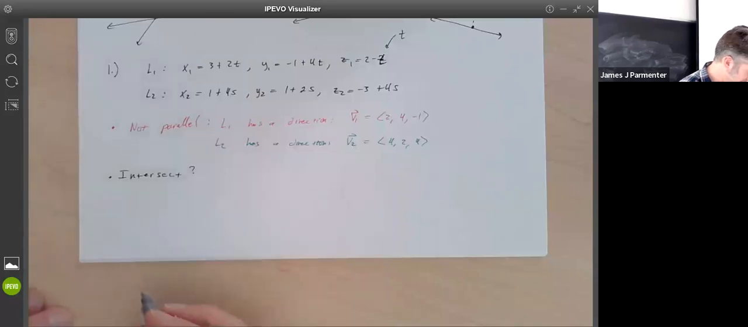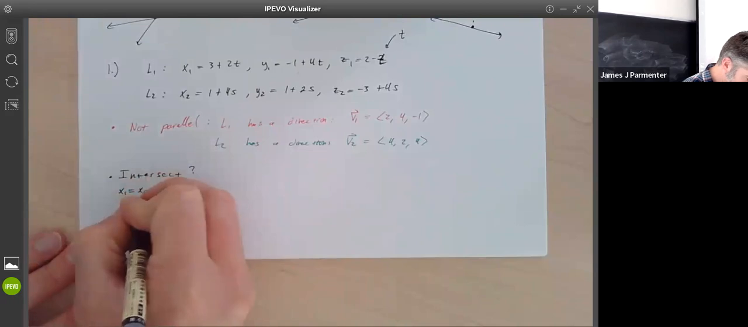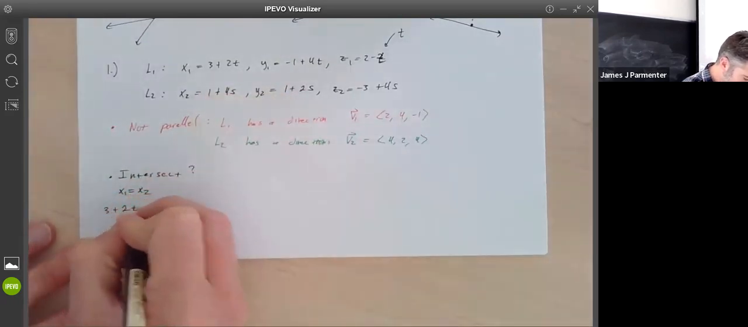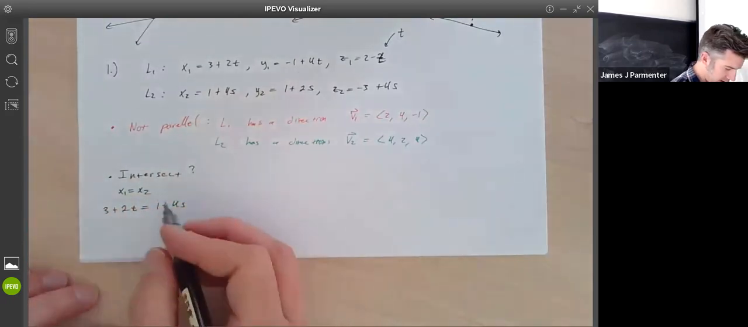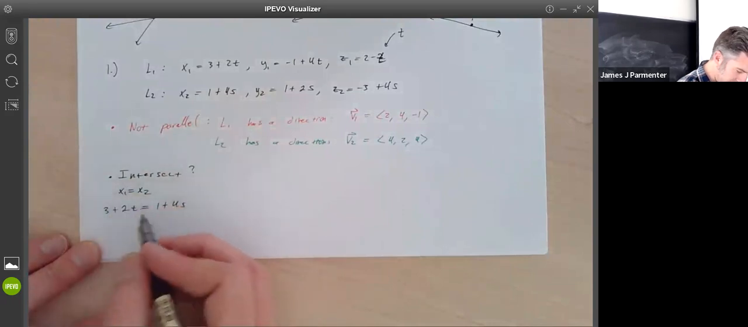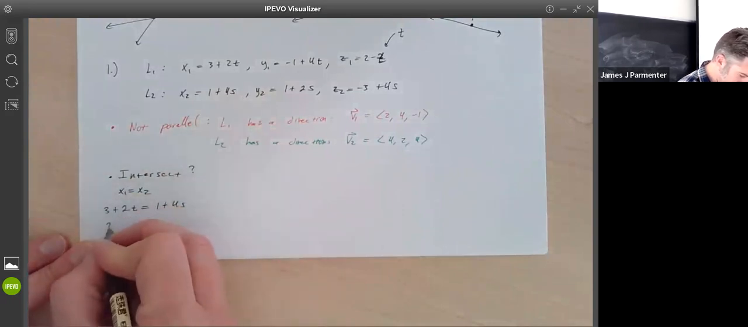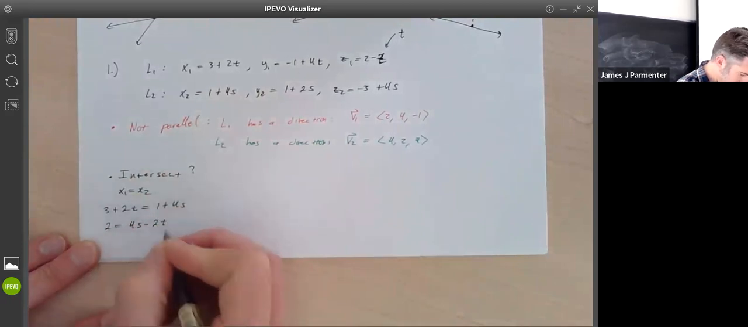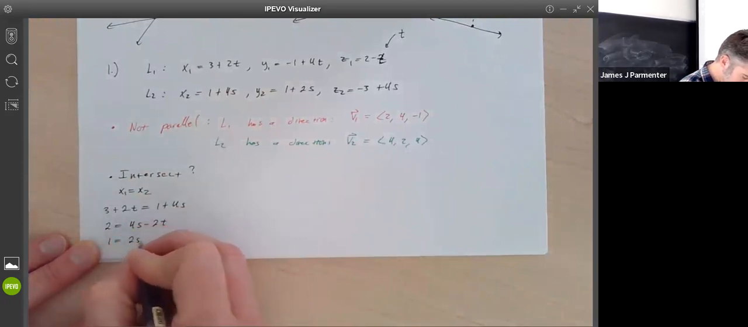And I think I can fit this in here. Okay, so we're going to set x1 equal to x2. So I'm going to set 3 plus 2t equal to 1 plus 4s. And so then I'm going to say, all right, it doesn't really matter. I guess I'll subtract 1 and say 2 equals 4s minus 2t. So 1 equals 2s minus t.